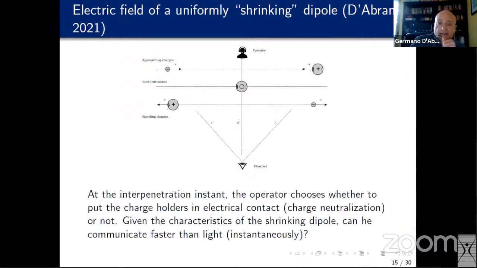The crucial point here is that the distant observer, simply by measuring the electric field, the dipole field, is instantaneously informed on the choice made by the operator. If the operator decides to put in electrical contact the two charges, then he measures a zero field from this moment onward. Otherwise, if the operator decides not to put the charges in electrical contact, the distant observer measures an electric field different from zero, but instantaneously. As soon as the charges move away from one another with their original charge, the distant observer measures instantaneously a dipole field.